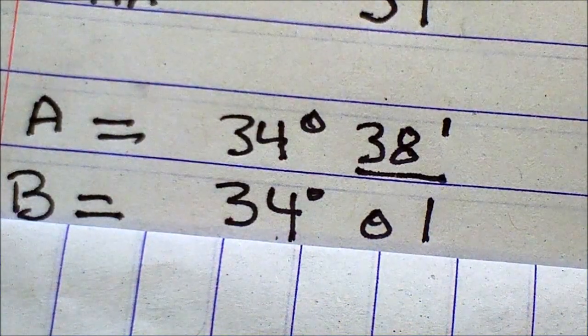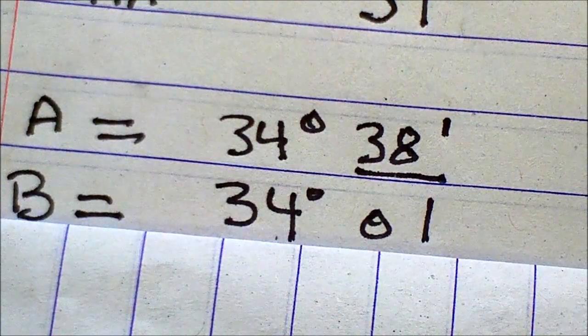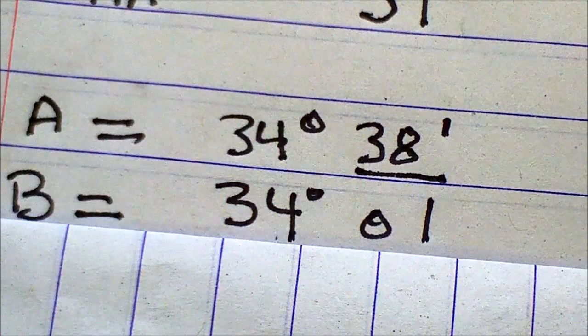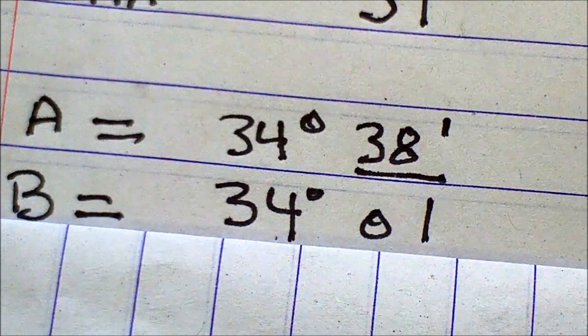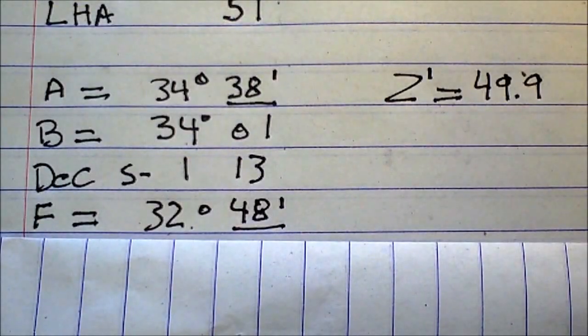Now on A, you may notice that I have underlined 38 minutes. That's a reminder to myself that any minutes over 29 are rounded up to the next whole degree for some of the functions. Now that only applies to A, F, and P. Now we're going to subtract our declination from B, and that gives us 32 degrees and 48 minutes. You'll notice I underlined 48 minutes on F. Later on, we're going to round that up to 33 degrees.